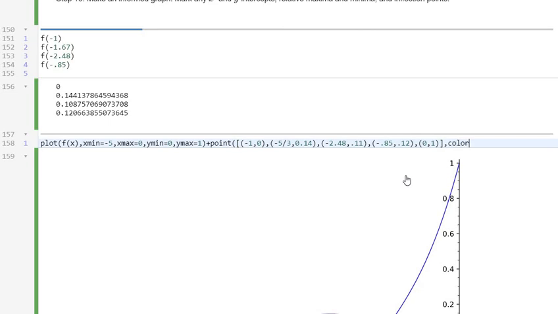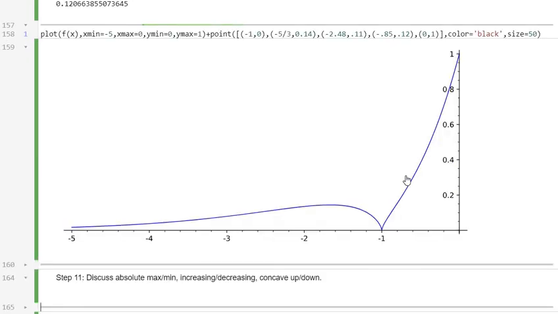And I like to change the color. You don't have to change the color if you don't want to, or you can use a different color. And I like to change the size. Forget what size we used last time. Try that.